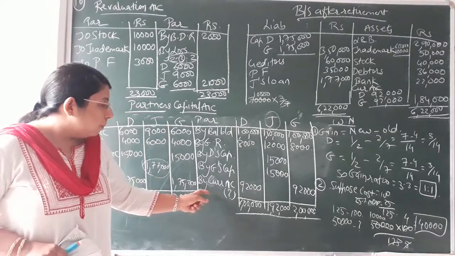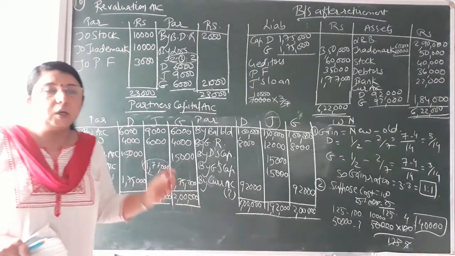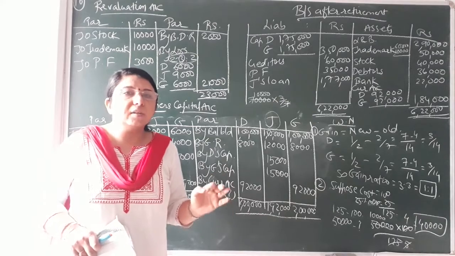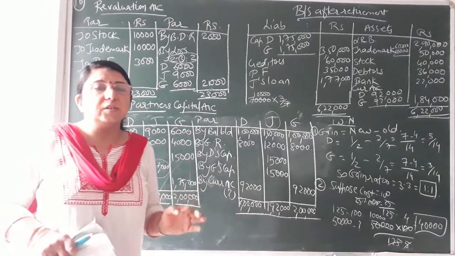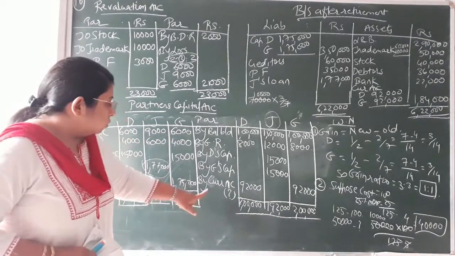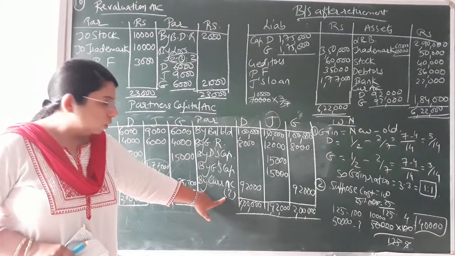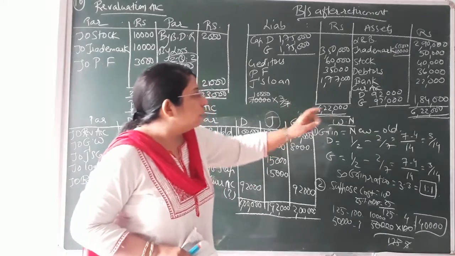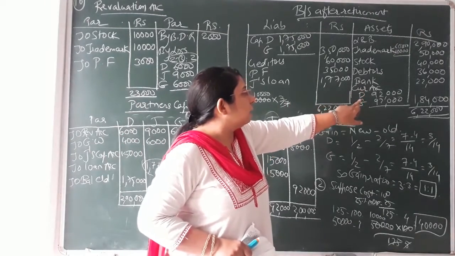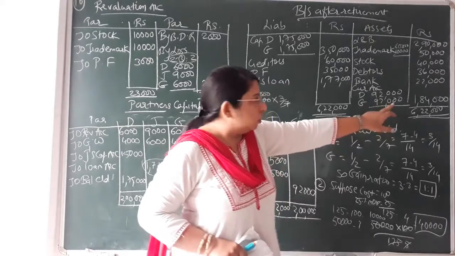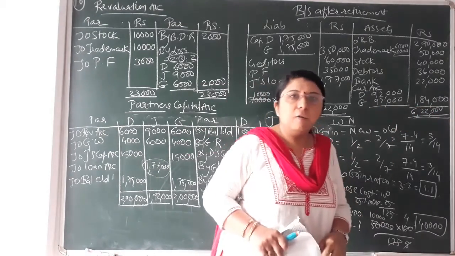So I have written here "by current account", because it has been told in the last adjustment that whatever difference comes in the partner's capital account is to be adjusted to their current account. I have written "by current account" and a question mark to show that this value I have found out. So by current account it is a debit balance. On the asset side I have written the debit balance of D and G, that is 92,000 and 92,000. Total that came to 1,84,000.